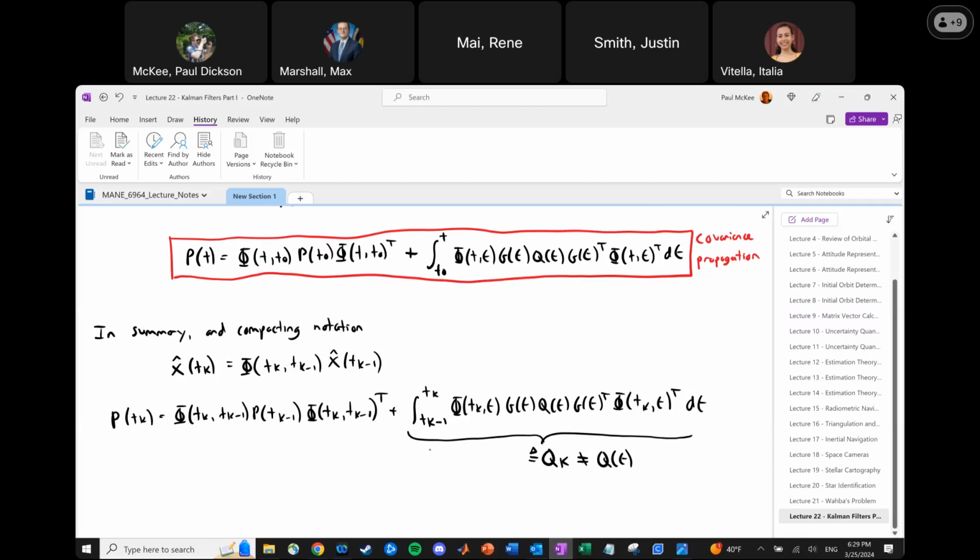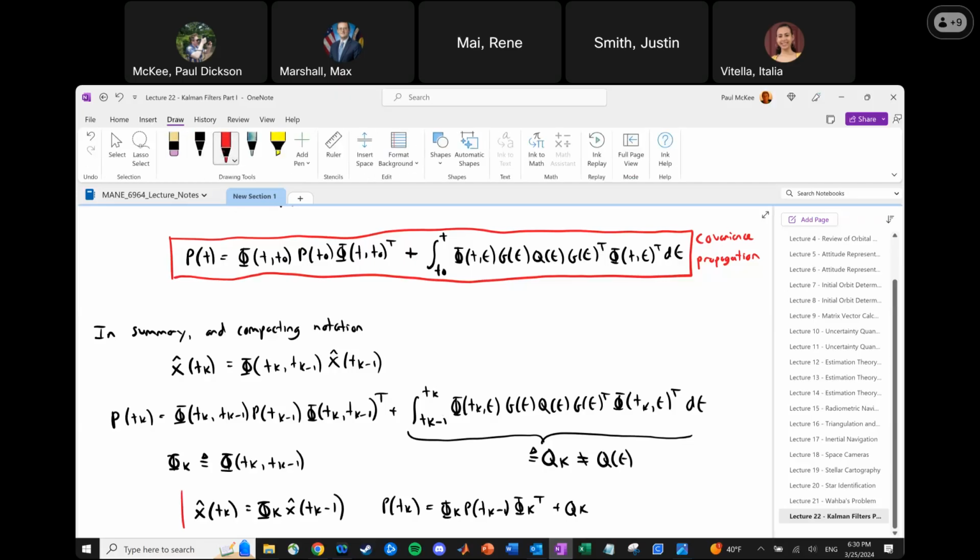And if we define, just to make it even a little bit simpler, phi k as being the phi that gets you to tk from tk minus 1, then our equations become even simpler. We just get x at tk is phi k x at tk minus 1, and we get P at tk is phi k P at tk minus 1, phi k transpose plus Qk. So this is the compact form of what we're used to seeing. This is both of the equations that we learned today, state and covariance propagation, but just over one little time step. There we go.